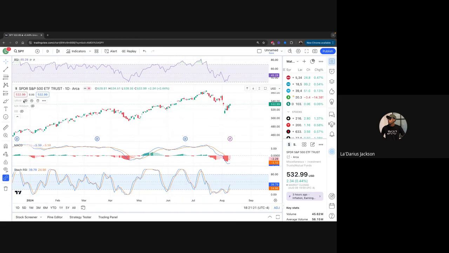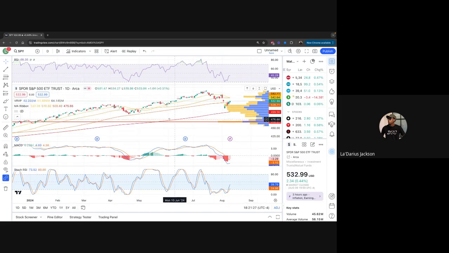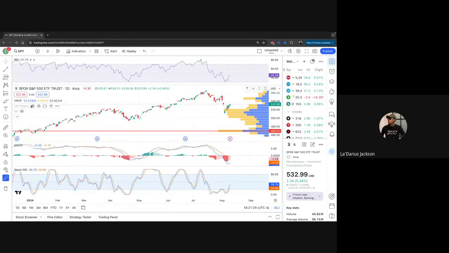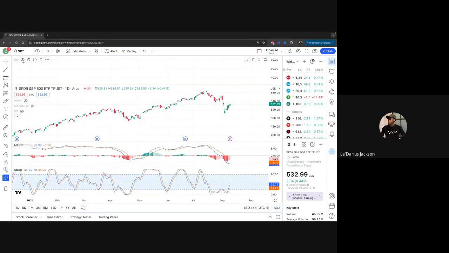There are also two other ones that aren't shown, which is the VRVP. We'll talk about that one, and then the MA ribbon. So I'm going to hide them for now just to keep everything clean. But all right, so let's focus on the indicator at the top. And if you want to know the name of the indicator, you can look at the top left-hand corner. This indicator that we're about to pay attention to is the RSI. Oh, I turned it off.